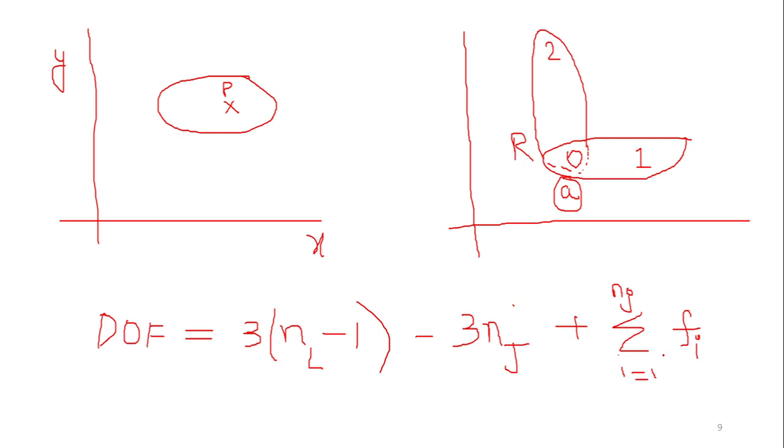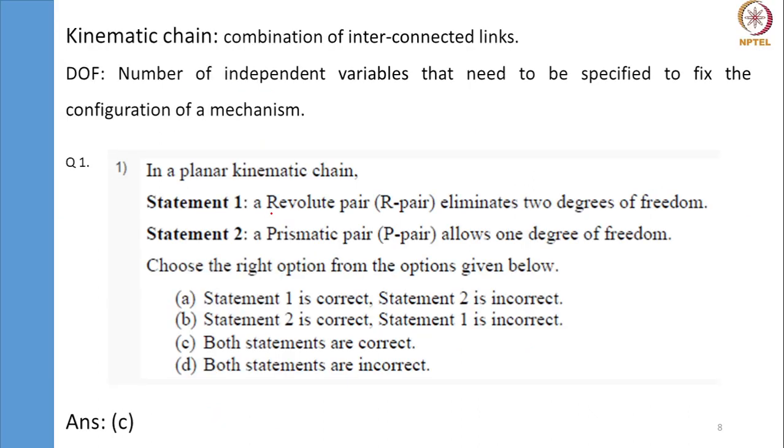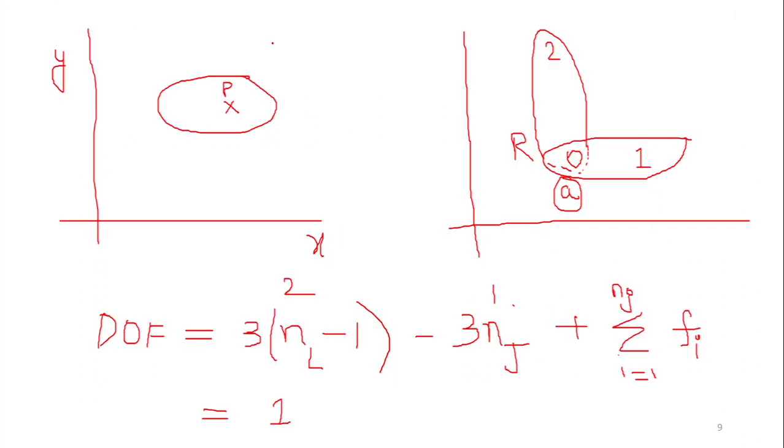I'm going slow because this is our first class. So if you put the number of links as 2, number of joints as 1, because we have one joint and 2 links, it comes out to be degree of freedom as 1. So the first statement which says that a revolute pair eliminates 2 degrees of freedom, that is right, because initially this had a degree of freedom 3, and when you connect these two bodies with a revolute pair, the degree of freedom is reduced to 1. Okay. Any questions here?